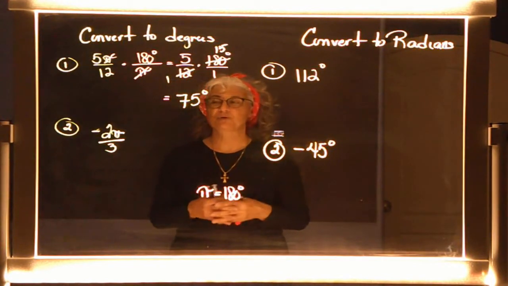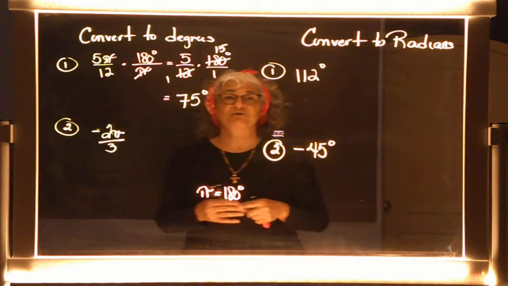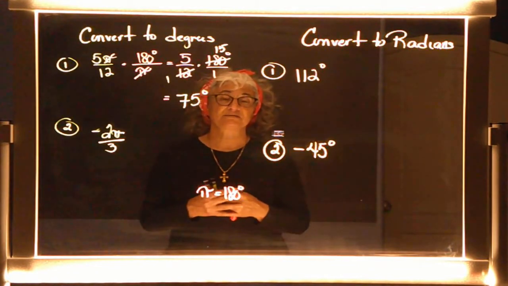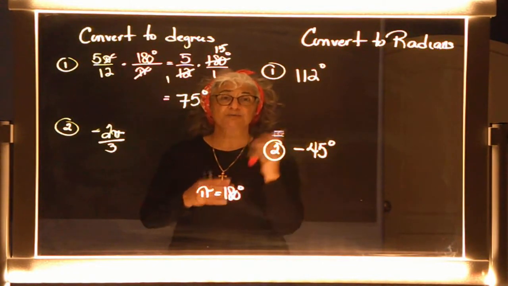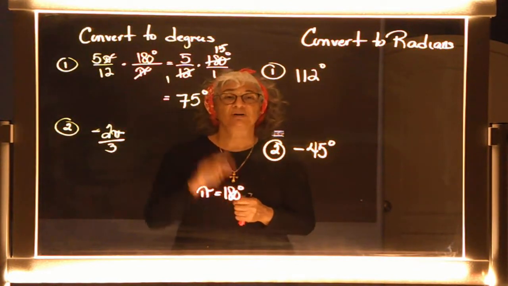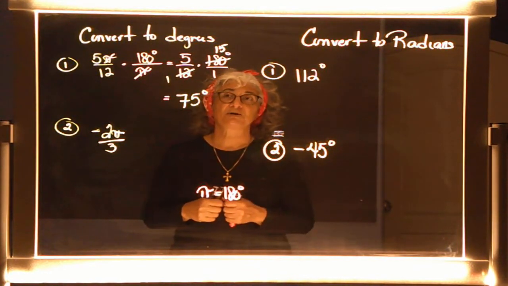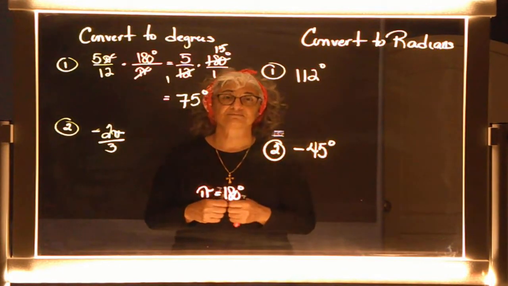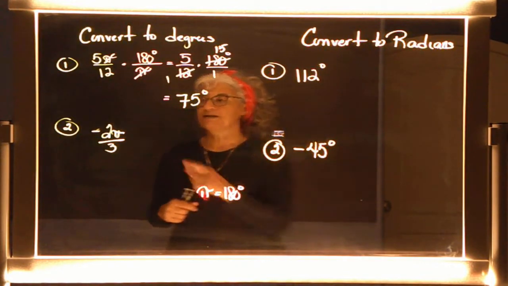Good? Okay. By the way, 75 degrees is in first quadrant, isn't it? Because first quadrant is between 0 and 90 degrees, isn't it? Which means 5 pi over 12 is also a first quadrant angle. Cool? Okay. Let's look at the second one.